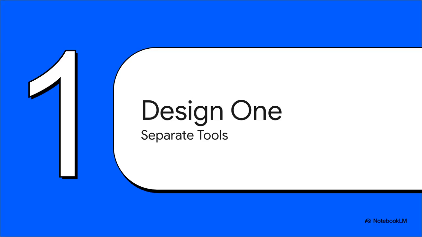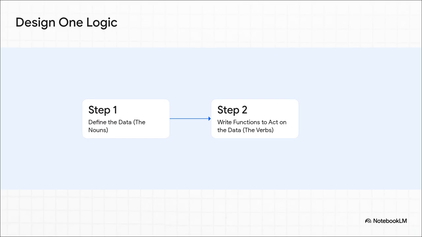The best way to think about this is like you're in the kitchen. You keep all your ingredients in one drawer and all your kitchen utensils, your knives and spoons, in a totally separate one. The logic here is super straightforward, really intuitive. First, you lay out all your data structures, those are your nouns, and then, once you've got those defined, you write a bunch of separate functions, your verbs, that know how to work with that data.